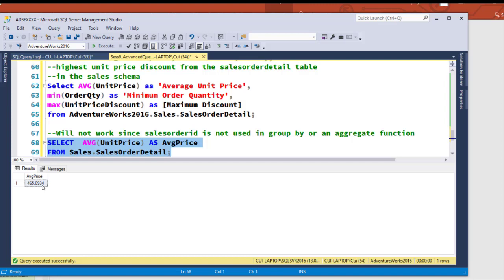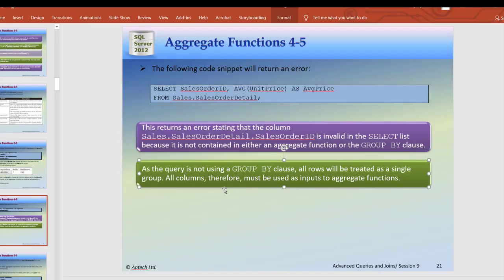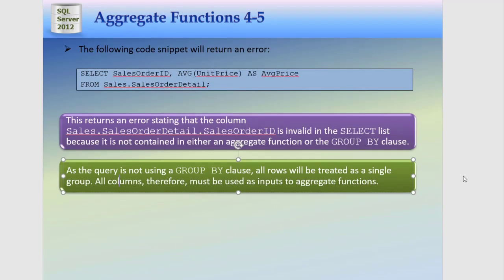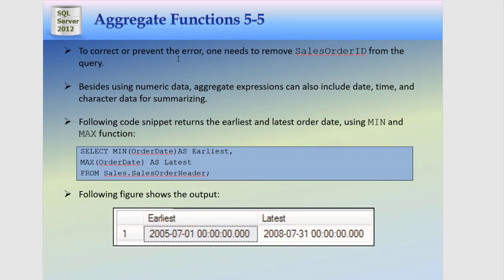Okay, so let me just bring it back. I'll undo. Then we can save and move right on. As the query is not using a group by clause, all rows will be tested as a single group. All columns therefore must be used as inputs to aggregate functions. Now, we've seen what happens when this is not corrected.